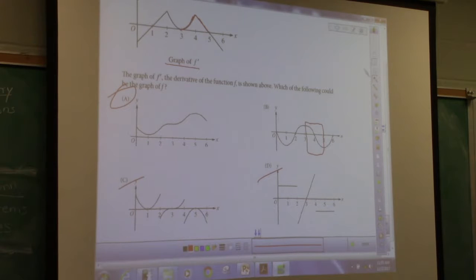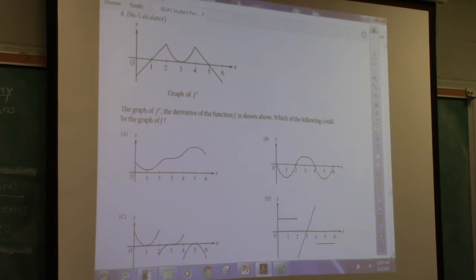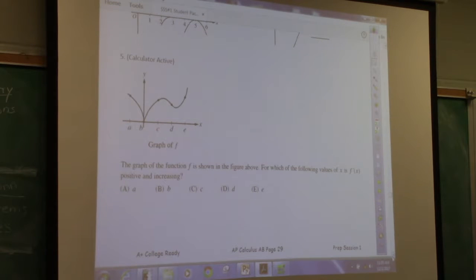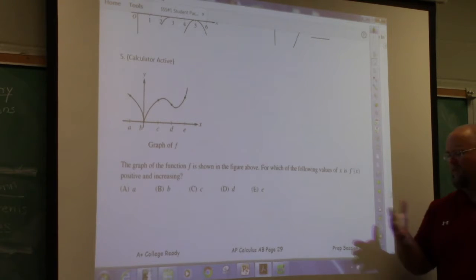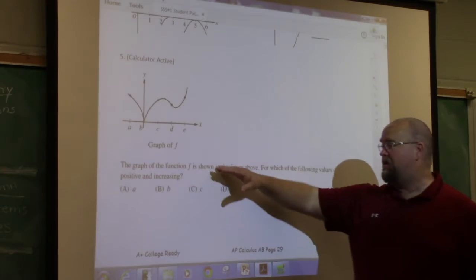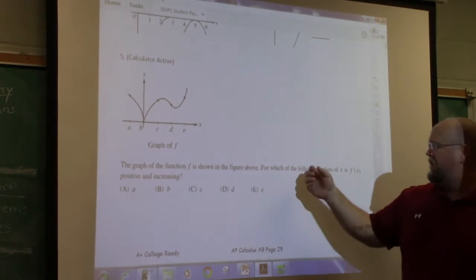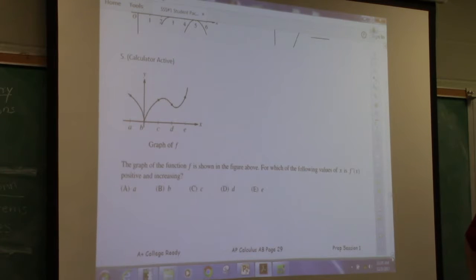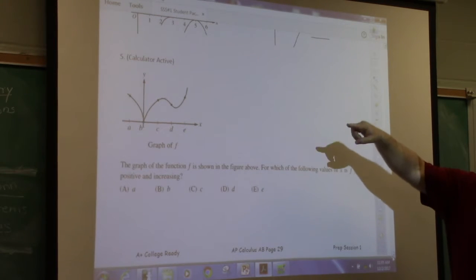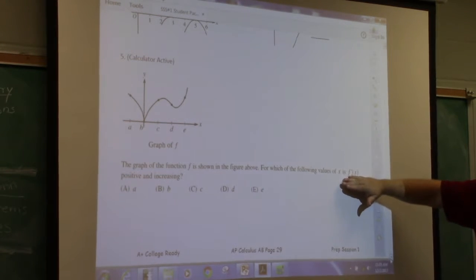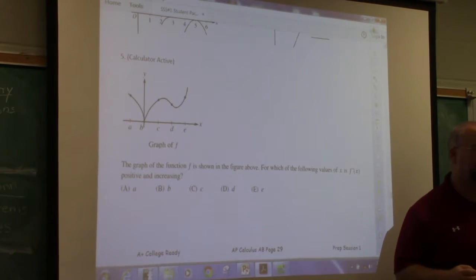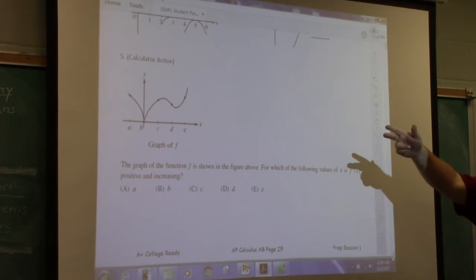And then number 5 here asks us, once again, we kind of hit this a bunch of times. This is the graph of f though. We got to be careful about what graph they give us. It says the graph of the function is shown here. So this is f. For which of the following values is f prime of x positive and increasing? So if that's the graph of f, if we want to know when f prime is positive and increasing, what are we looking to see here? Where this function is what?